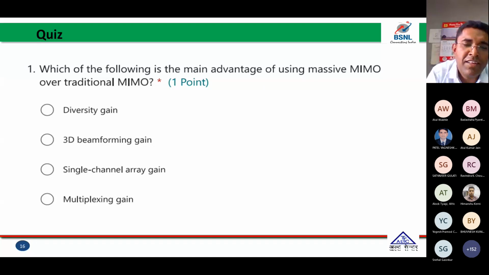D, multiplexing gain, I think. For massive MIMO, it is the 3D beamforming gain. 3D beamforming gain is the correct answer. Multiplexing gain is also true, but it is not the main one; it is not the overcome from the 3D beamforming gain. The main advantage is the 3D beamforming gain.